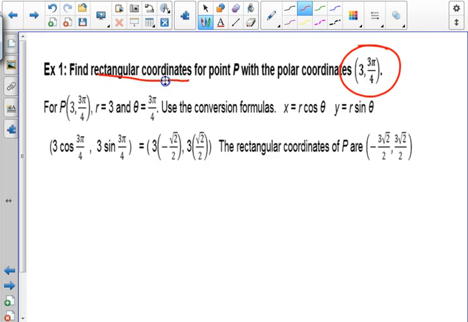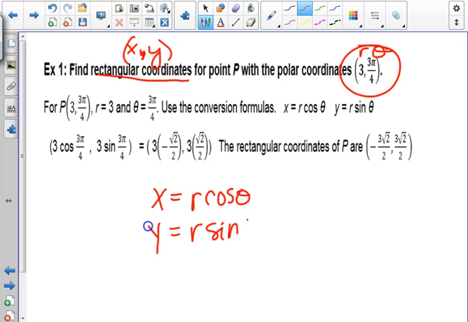What does that mean I'm looking for when it says rectangular? x and y. So this is an r and this is a theta. What's the relationship we just talked about? To find x, you're going to do r cosine theta. And to find y, you're going to do r sine theta. That's it.